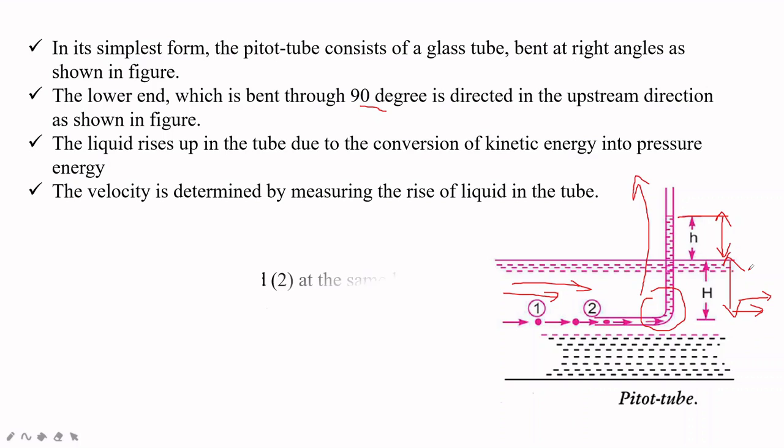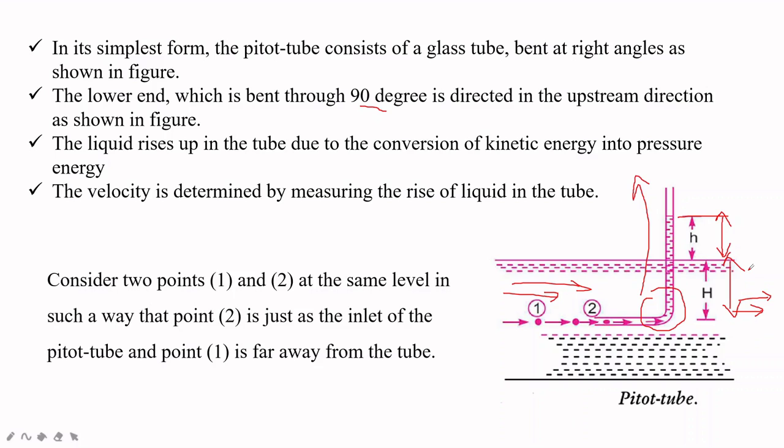Now we will also find an equation for this. Consider two points 1 and 2 at the same level in such a way that point 2 is just at the inlet of the pitot tube and point 1 is far away from the pitot tube. So point 2 is the inlet and point 1 is far away from the tube. We will consider this condition before we derive the equation. Next we will find the equation.